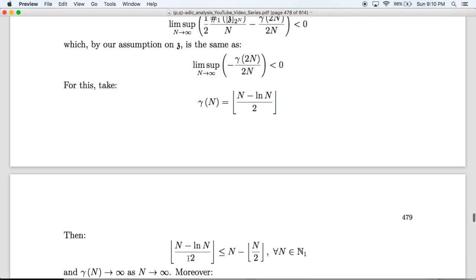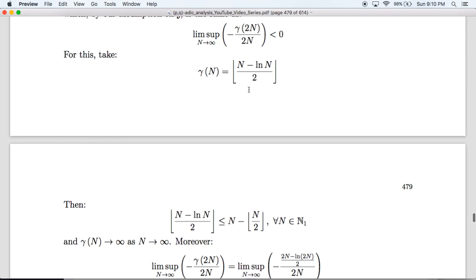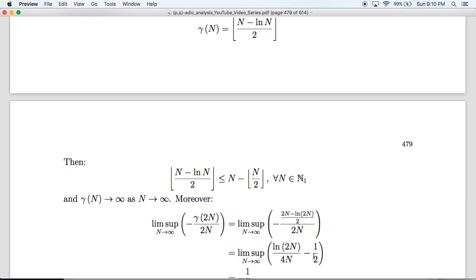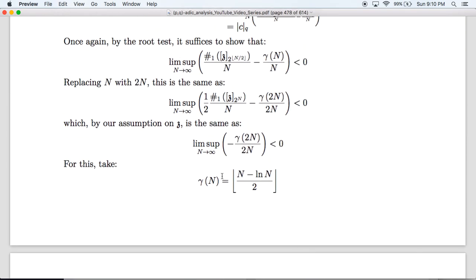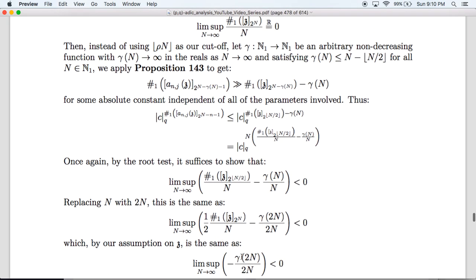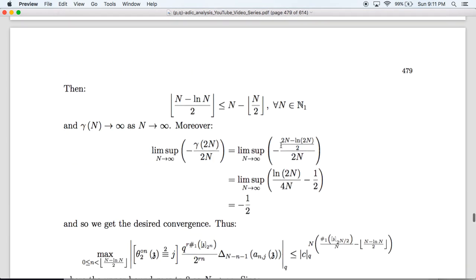And to win, we then pick the following as our cutoff function. It's easy to verify that this gamma then satisfies this identity, and that this tends to infinity as n goes to infinity. When we plug in this gamma of n, note that the 2n and 2n cancel out, and so here this becomes 0, and we get a negative 1/2. So for this choice of gamma n as our cutoff, we get the necessary convergence, which then guarantees that this term tends to 0 as n goes to infinity.